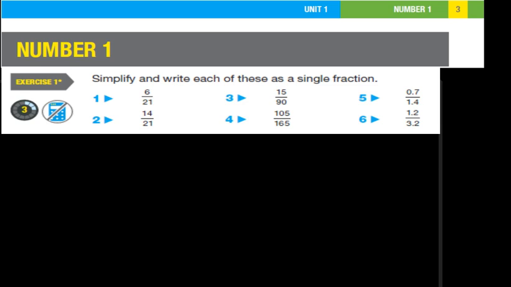Now the first question is: simplify and write each of these as a single fraction. We have to make this the simplest form of the fraction. It is in the form of a fraction, so we have to make it a simple, single fraction. The first question is 6 by 21.